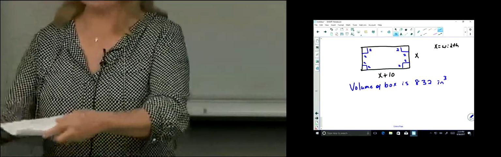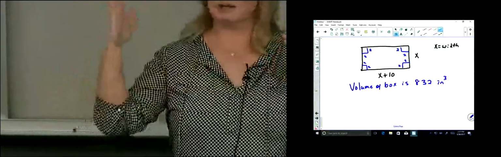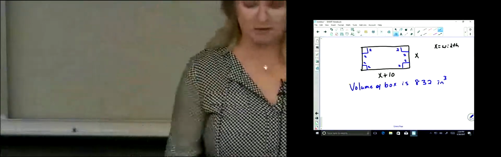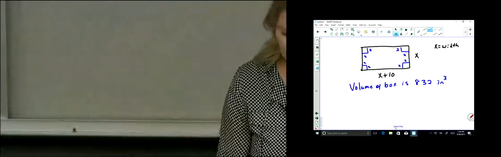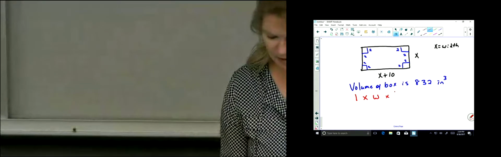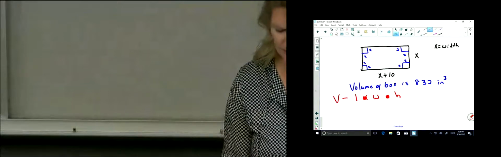Look what I did to my length. It's going to lose 2 inches, but it's going to lose 2 inches twice. Just like on the rug that we had before, we had to come in on both sides. With this, you're going to lose 2 inches on the left, 2 inches on the right, 2 inches on the top, 2 inches on the bottom. So for my box, I need length times width times height. Okay, that's going to be my volume. Volume is length times width times height.